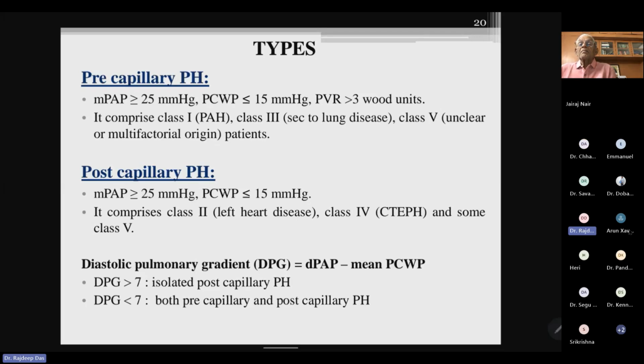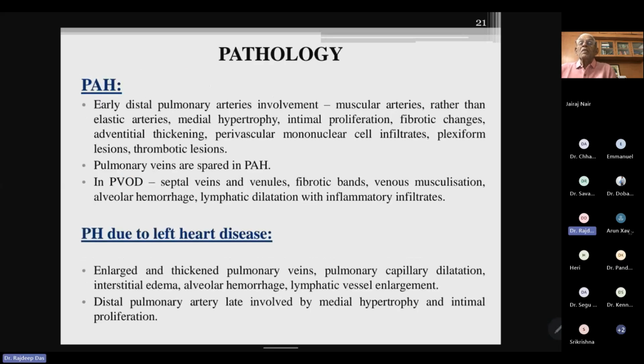The diastolic pulmonary gradient, which is the difference between the diastolic pulmonary artery pressure minus mean capillary OH pressure, if it is more than 7, then that is isolated post-capillary pulmonary hypertension. If it is less than 7, both pre-capillary and post-capillary components are mixed in pulmonary hypertension. Now, we'll see some individual pathologies of the disease.